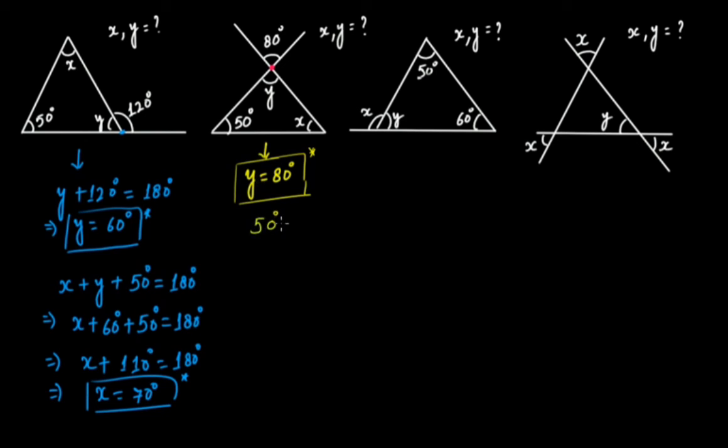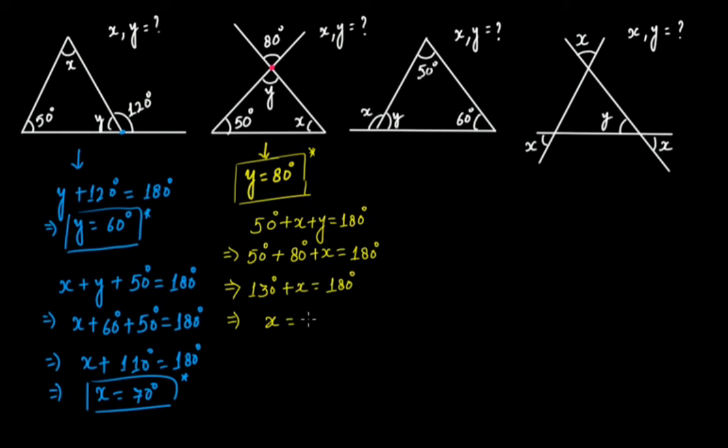So 50 degree plus X plus Y will be equal to 180 degree, and the value of Y is how much? It is 80 degree, so 80 degree plus 50 degree plus X is equal to 180 degree. This will give you 80 degree plus 50 degree is 130 degree. So 130 degree plus X is equal to 180 degree. This will give you X as 180 degree minus 130 degree. This will be X is equal to 50 degree.